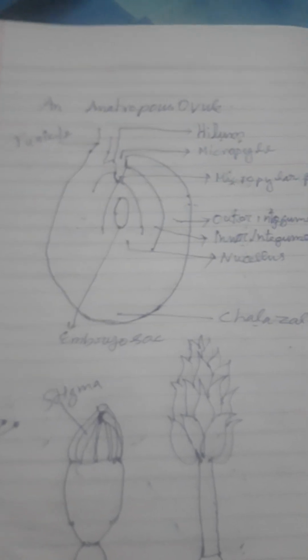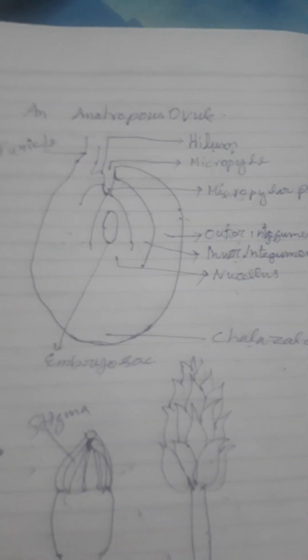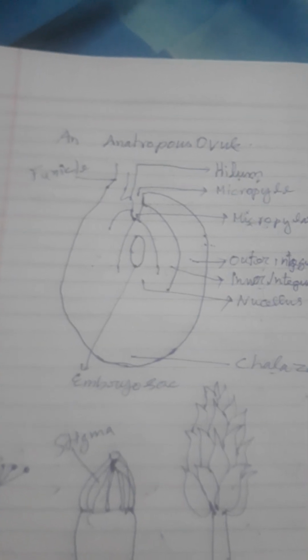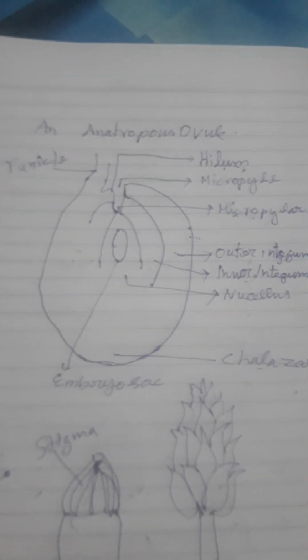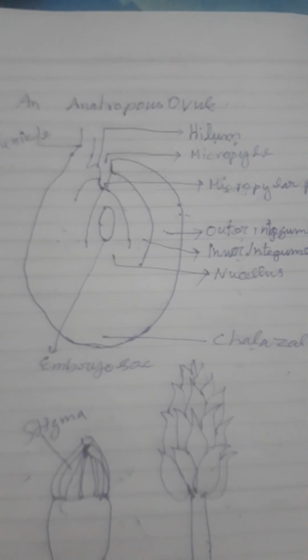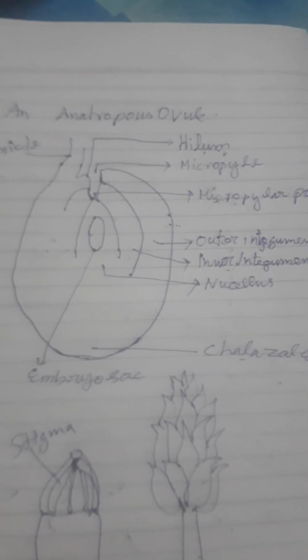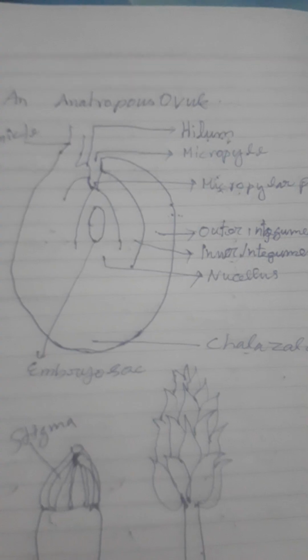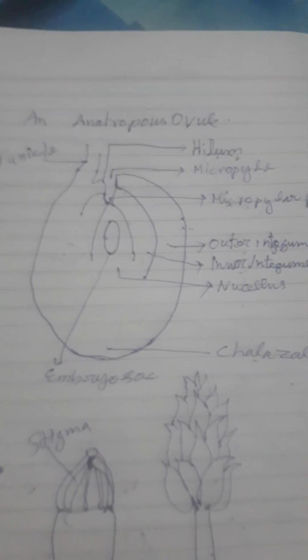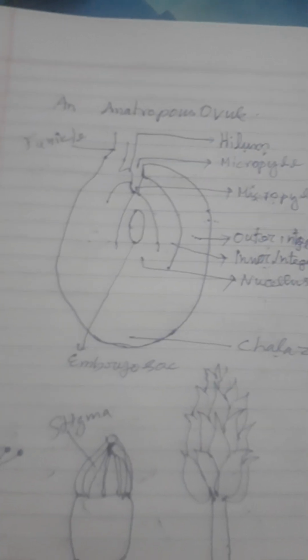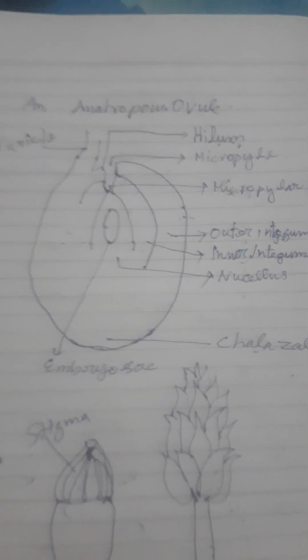Where is the embryo present? The embryo is present in the micropylar region. Now you see the micropylar region. And in the chalazal part, you will find only tissue, the chalazal region. PEN, nucellus tissue. Okay, these are the parts of the anatropous ovule.